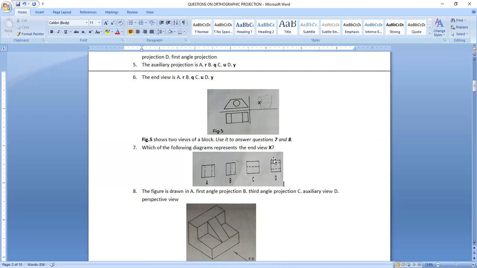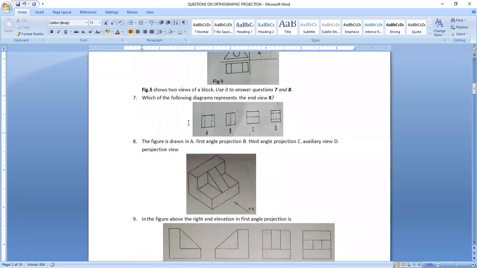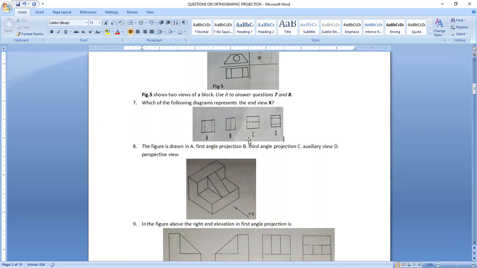So we have the top line, we have the bottom line, and we have the vertical line here, but the hole will be drawn in hidden form with short dashes line. So that is what we have here. That's why the answer is option D. Then question 8 says that the figure is drawn in first angle orthographic projection. So this is the front view, this is the plan, and the end view will be placed in X as we have here. So the answer to this question is option A.